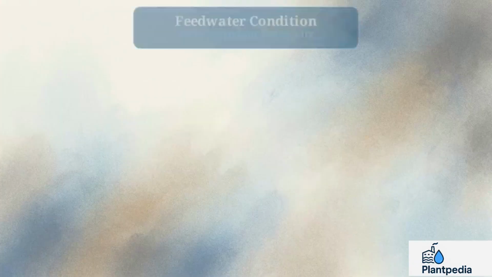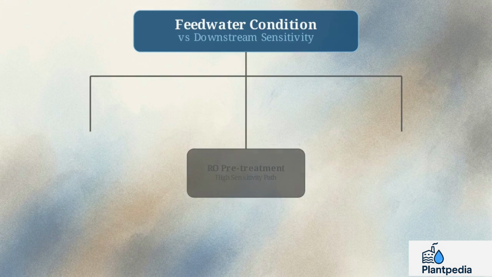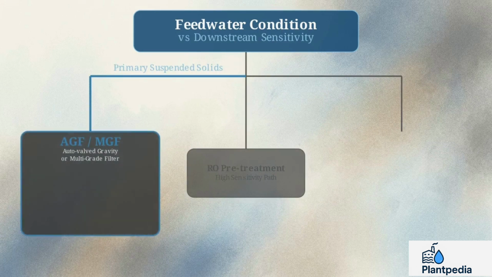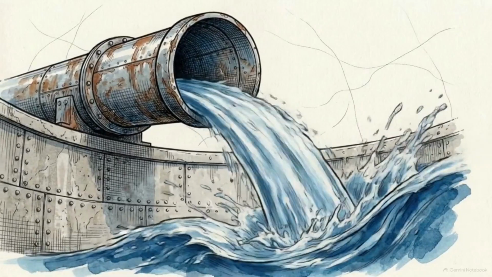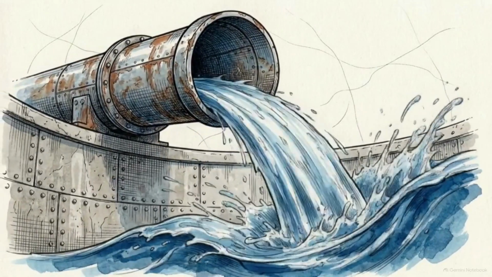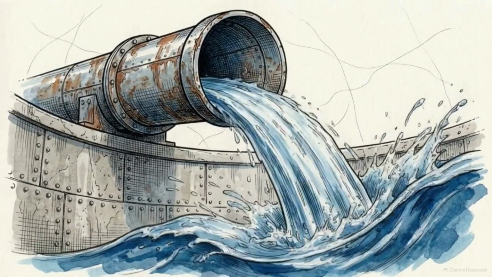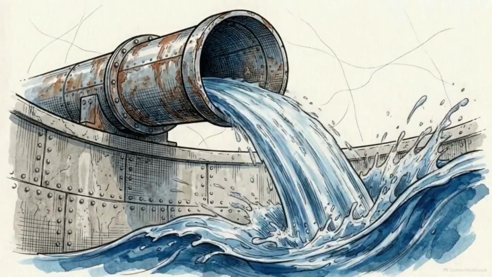Evaluate your feed water condition against downstream sensitivity through 3 challenge paths. Focused purely on removing primary suspended solids, route straight to an AGF or MGF system to save on capital costs. Managing organically heavy, high turbidity water, route directly to a PAF system, avoiding rapid pressure drop failures. If your downstream equipment is rugged, investing in complex multimedia systems is simply an unnecessary waste of your operational budget.